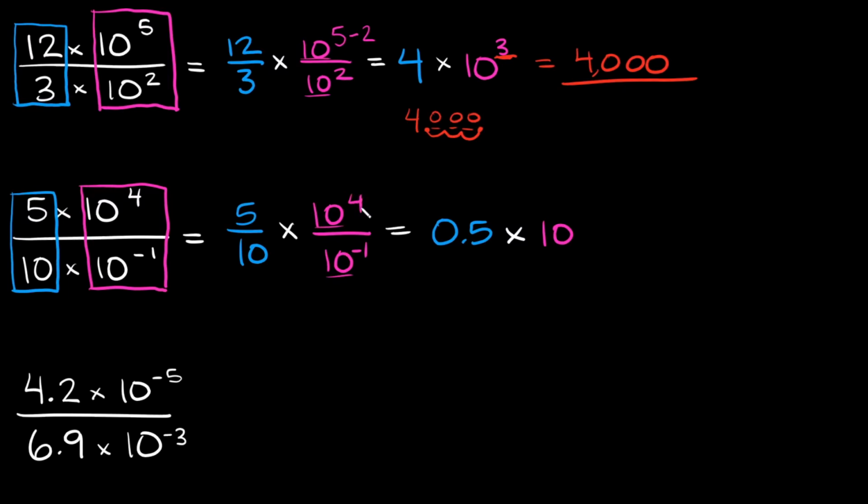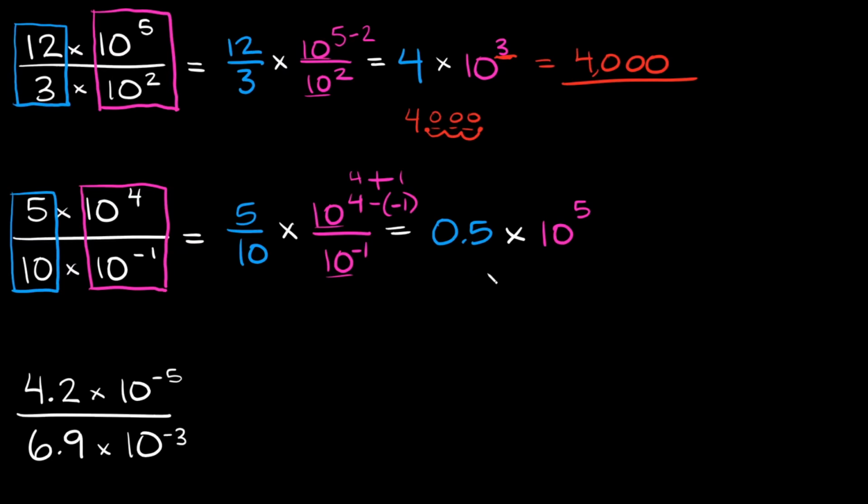And again, you always start with the top number. So we're going to have 4 minus, and then the bottom number, negative 1. And then 4 minus negative 1 is the same thing as 4 plus 1. And 4 plus 1 is 5. Okay, so your exponent right here is going to be 5. So here we have 0.5 times 10 to the fifth power.